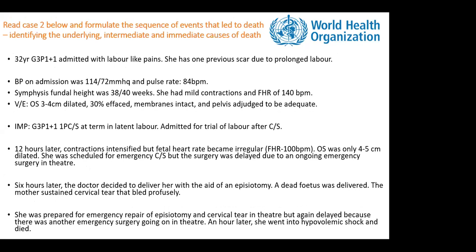So the second condition is also a mother admitted with labor-like pains and a previous scar. Blood pressure on admission was normal, the pulse rate was okay. She was at 38 weeks, 3 to 4 centimeters dilated and so on. And then they made a diagnosis of gravida 3 para 1 with a previous scar in latent labor, and admitted her for a trial of labor.